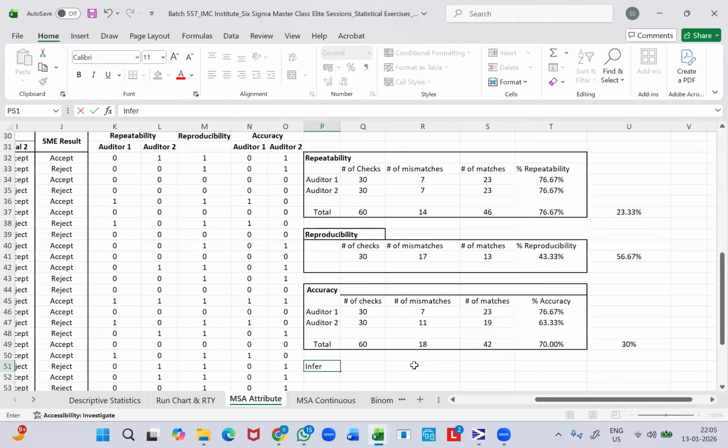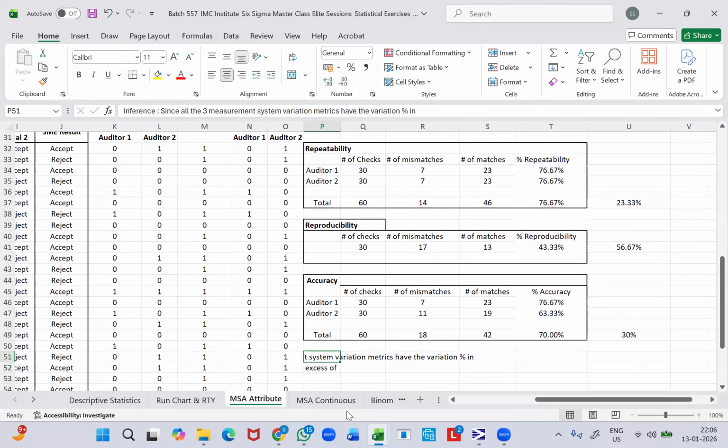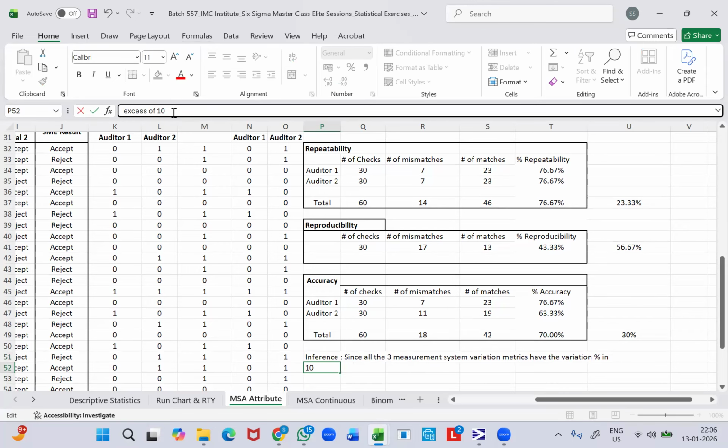So let me provide the inference. The inference will be, since all the three measurement system variation metrics have the variation percentage in excess of the 10% criteria limit, we need to discard the data provided by this measurement system, meaning provided by these quality auditors, right?